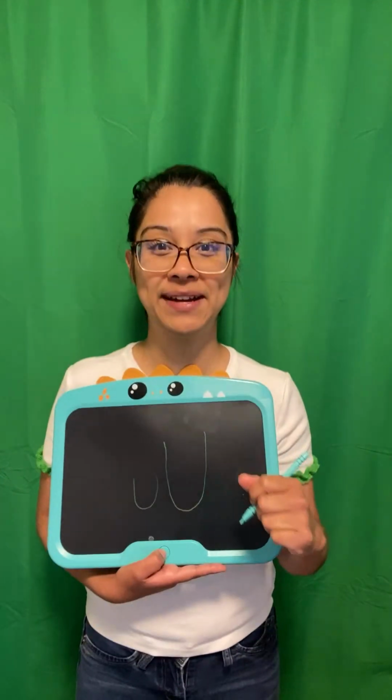U like up. All right, shall we jump up? Look, look, look. Let's go down, and then we go up. Whoa! After U comes the letter V.